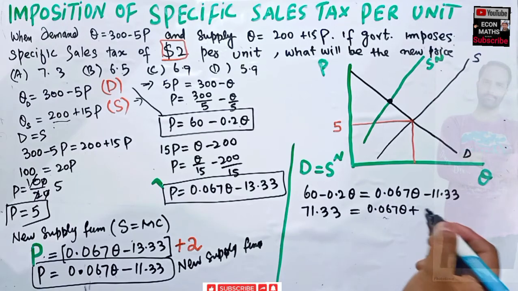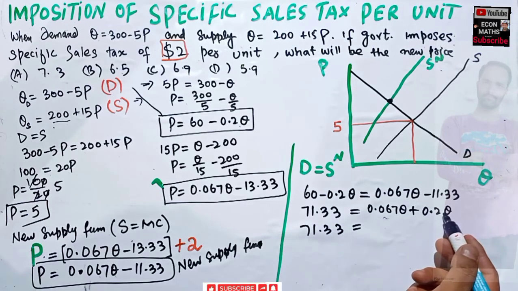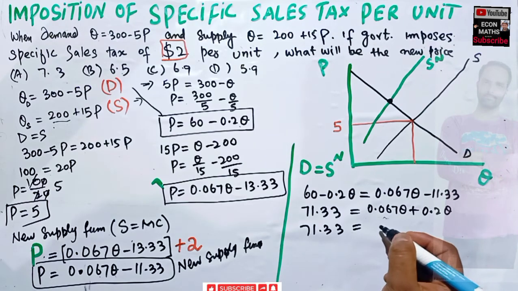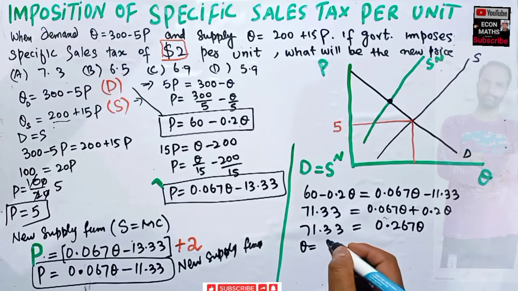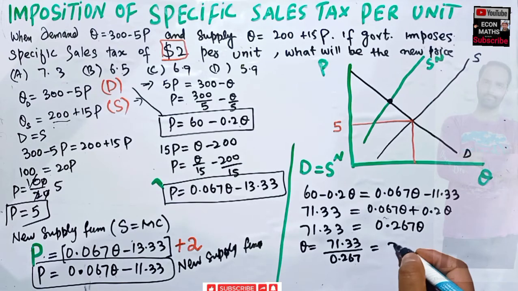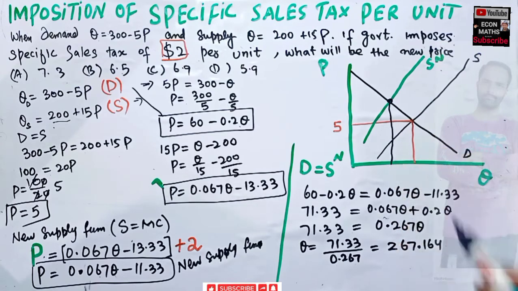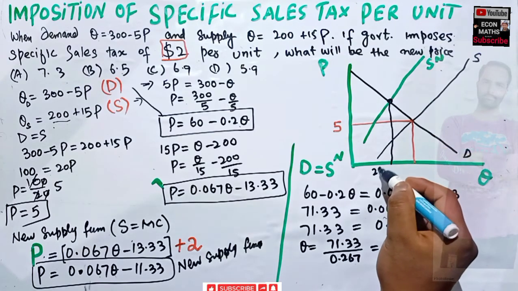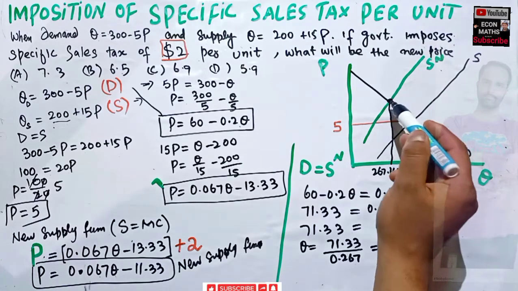0.067q. Transposing this term, it will become positive 0.2q. So 71.33 is equal to, if I add this step, 0.267q, or q will be equal to 71.33 upon 0.267. Just transposing this term here, we got 267.164 as the new quantity. So at this point, the equilibrium quantity will be 267.164. And corresponding to this quantity, what will be our new price?